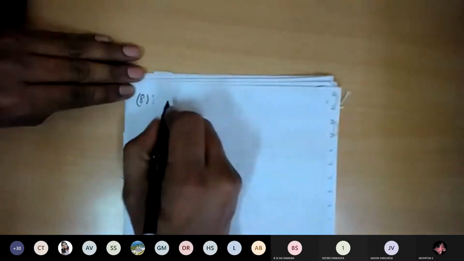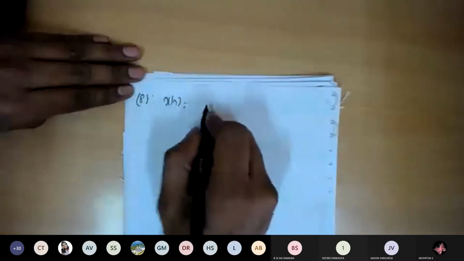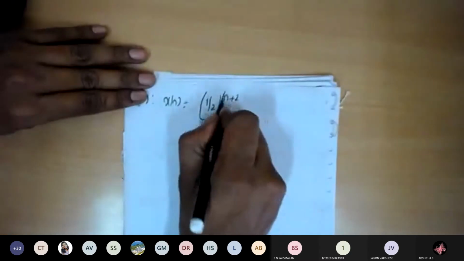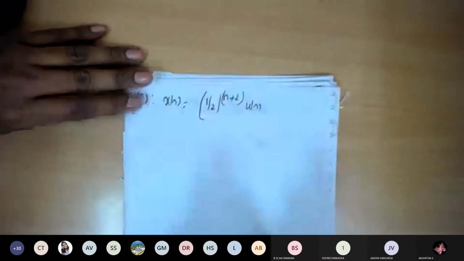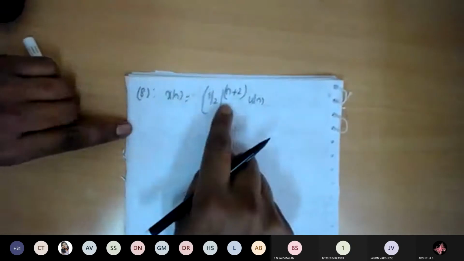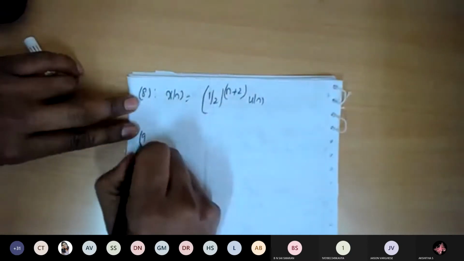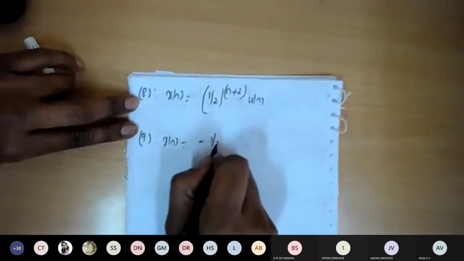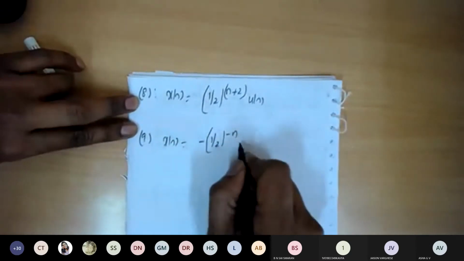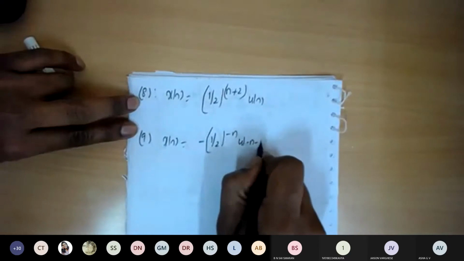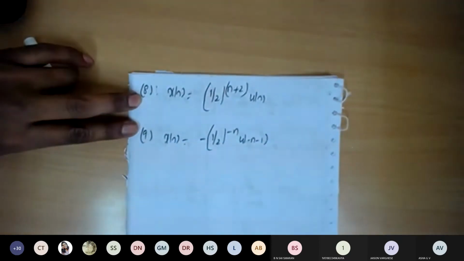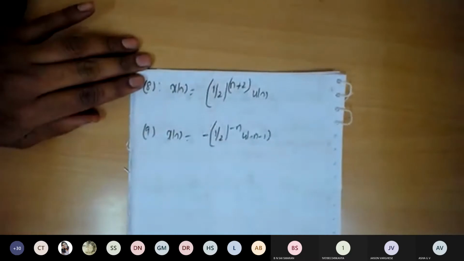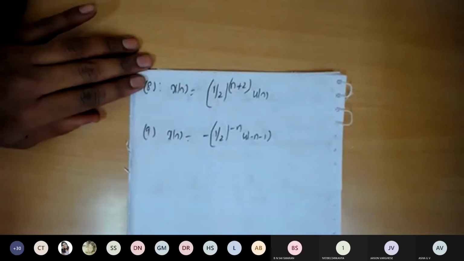Problem number 8. Take x of n is equal to (1 by 2) to the power of n plus 2 into u of n. Already this problem I have solved by using the normal method. You can solve by applying the property. And take the next one, x of n is equal to minus (1 by 2) to the power of minus n into u of minus n minus 1. So do this using the properties. By applying the properties, you can solve this problem.